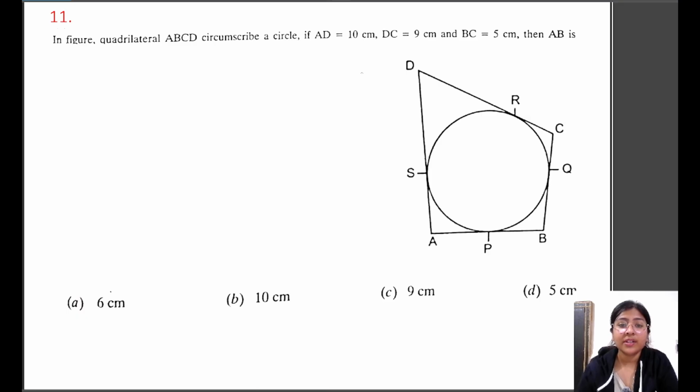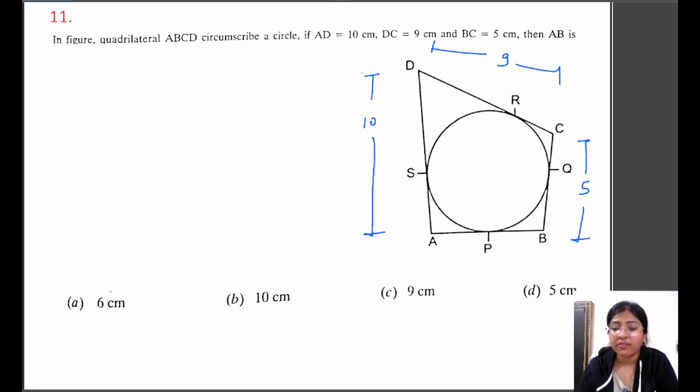In figure, quadrilateral ABCD circumscribes a circle. AD is equal to 10. The length AD is given as 10, the length DC is given as 9, and the length BC is given as 5. We need to find out the length AB. We know that if the quadrilateral is circumscribing a circle, then the sum of opposite sides are equal to each other. So we can write from this relation AD plus BC is equal to DC plus AB.